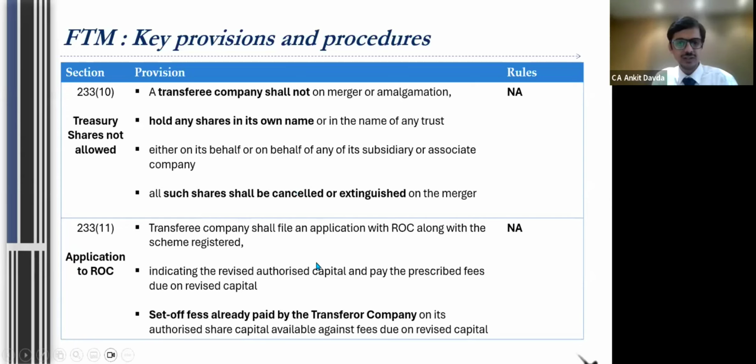And 233(11) is an enabling provision. It says that the transferee company shall file an application with the ROC for aggregation of authorized share capital, and whatever fees were paid by the transferor company on its authorized capital will be available as a set off.